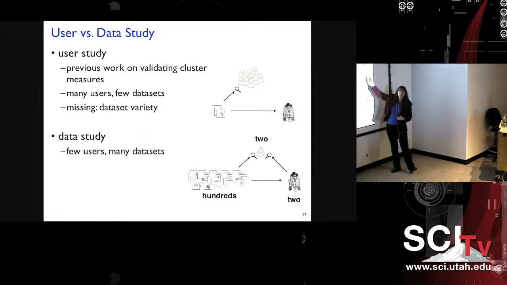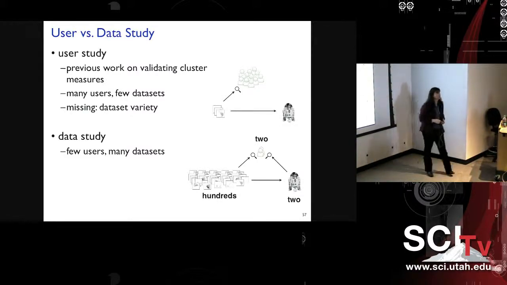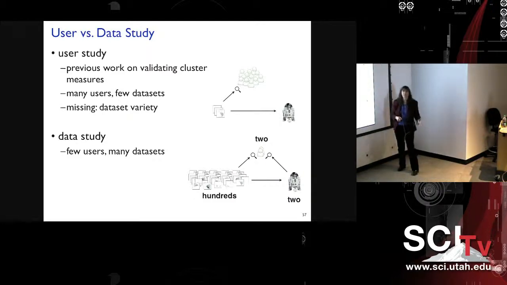And it turned out that the answer was not that they had the techniques wrong, but that there was a key thing that was missing, which was a sufficiently broad variety of data sets. And it's kind of intrinsic to the design that if you're running lots and lots of users, you have hard limits on the number of data sets you can show them. So we decided to flip it and do this thing we're calling a data study, where you have a small number of users and look at a large number of data sets. So literally hundreds of data sets and just 2 users, and we wanted to compare the results against these automatic algorithms.